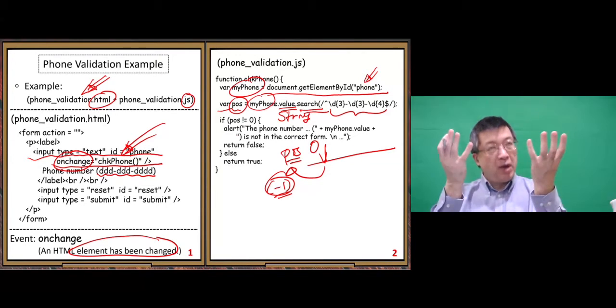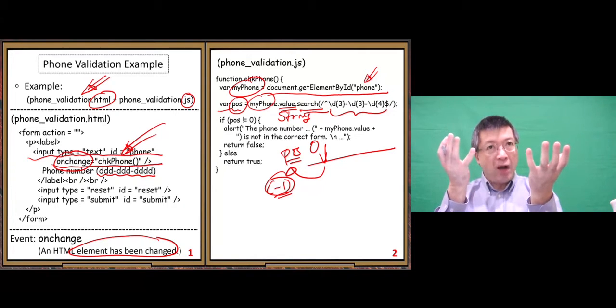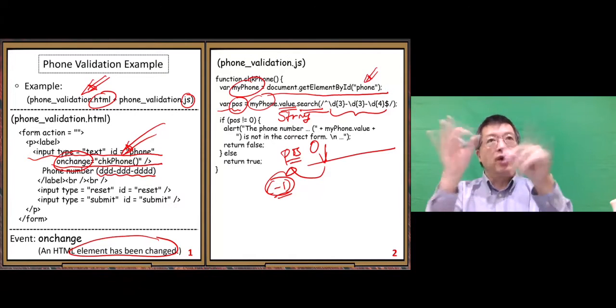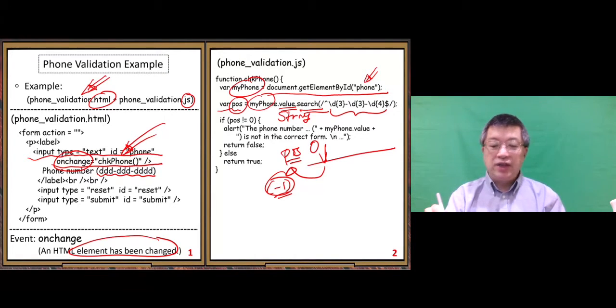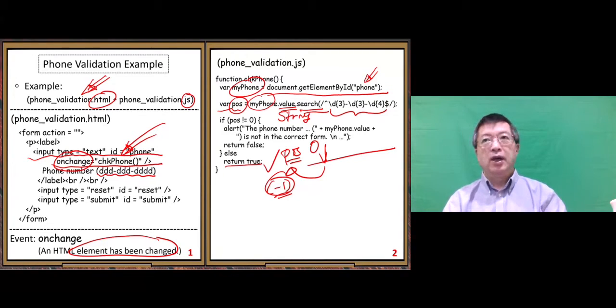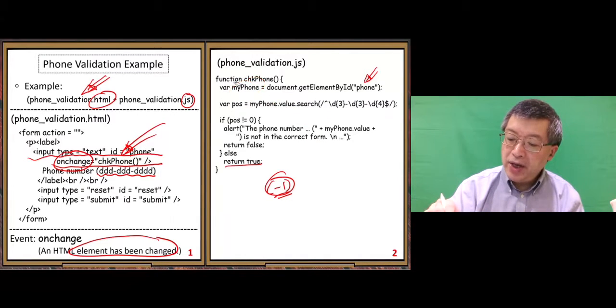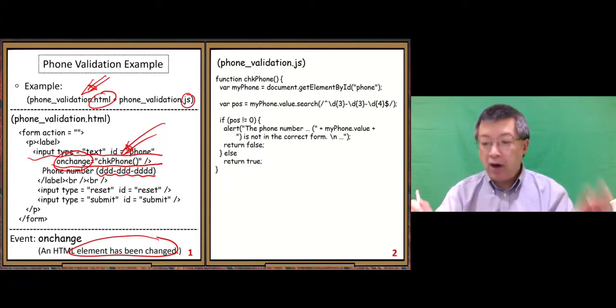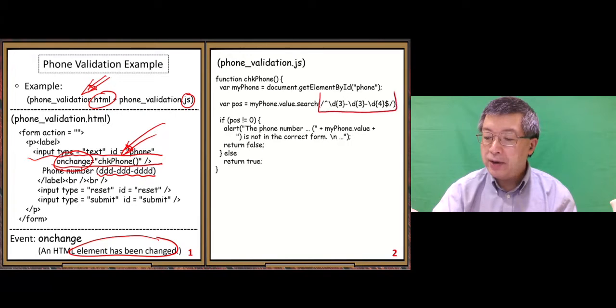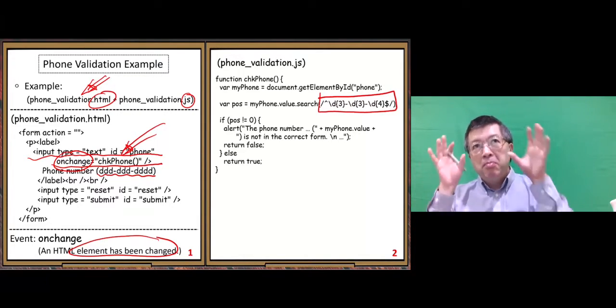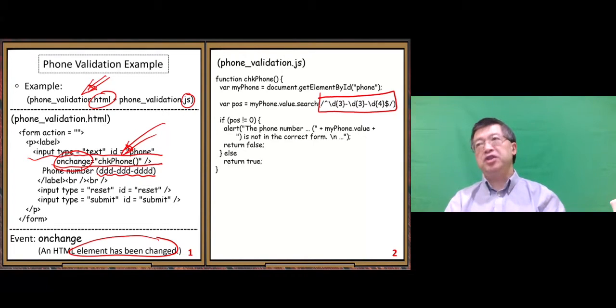Then you pop up an alert message box telling the user something is wrong. Otherwise, if it equals 0, then it is matched. Return true. So that's the meaning of this function definition. But the key part, the meaning of the pattern, I will explain later, because that's the main portion of this example.